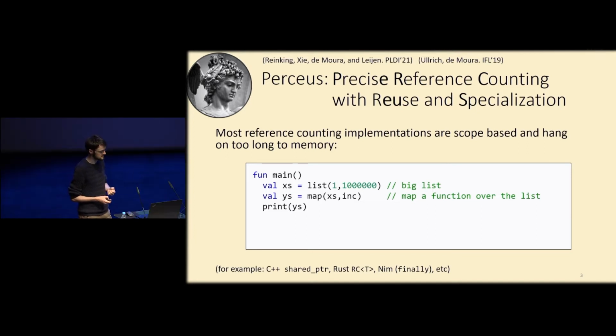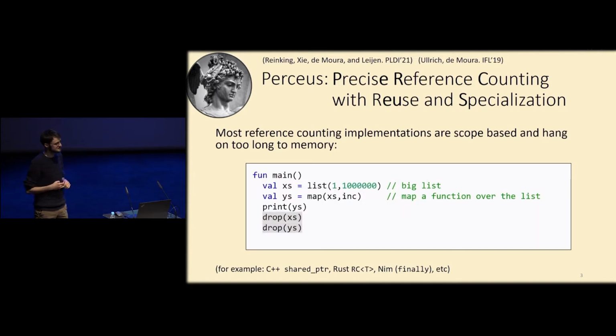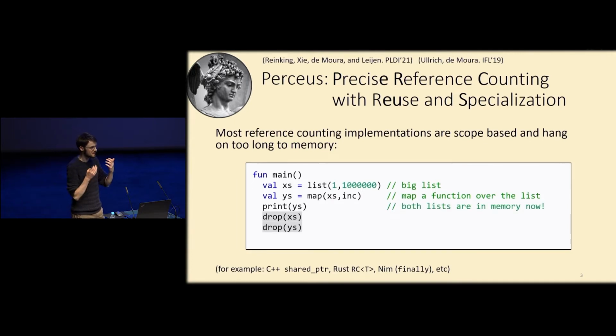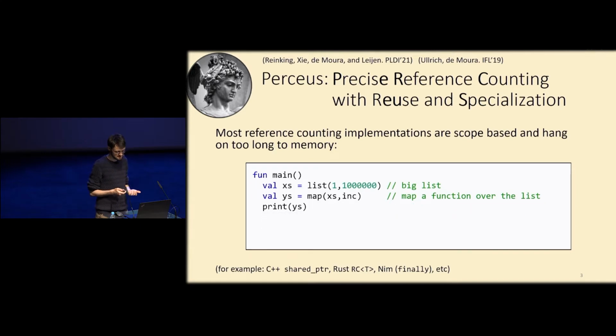So we have a list xs here, and we map over this list, creating a new list, ys, which we then print. And most reference counting implementations, for example, the one listed below, would now drop these two lists at the end of the scope, which in particular means that both lists are live at the same time. They're both in memory while we're printing ys. But the thing is that this is kind of unnecessary because xs is not needed after we've created ys. So we could have deleted xs while constructing ys. And that is what Perseus does.